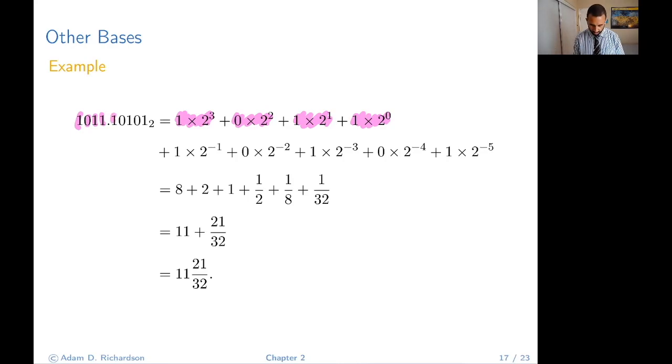Then we're going to have one group of what? Well, it's not going to be 10 to the negative 1. It's going to be 2 to the negative 1. And 2 to the negative 1 is a half. So we've got 1 half.